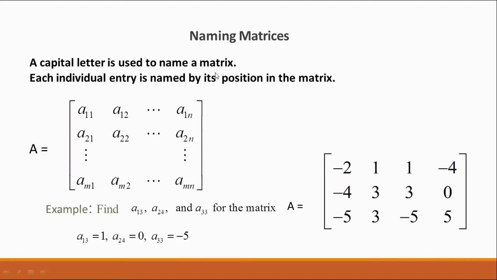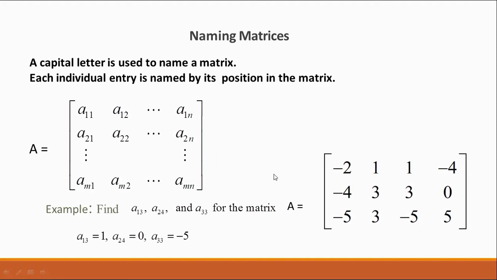Now, naming a matrix. A capital letter is used to name a matrix. Each individual entry is named by its position in the matrix. Dear student, you can represent the matrix by a capital letter, and each individual entry is named by its position in the matrix. For example, A11, A12 up to A1n. These positions show that A11 means this element lies in the first row and first column. A12 means the element of first row and second column. A22 means this is the element of second row and second column.